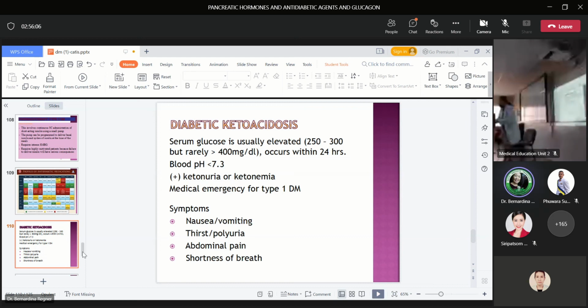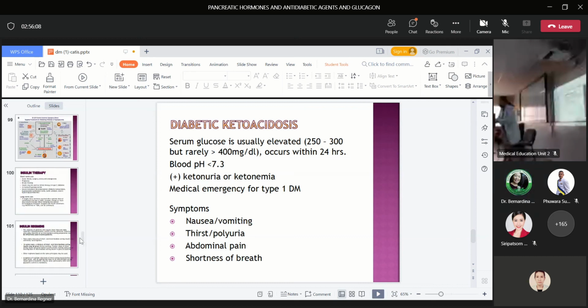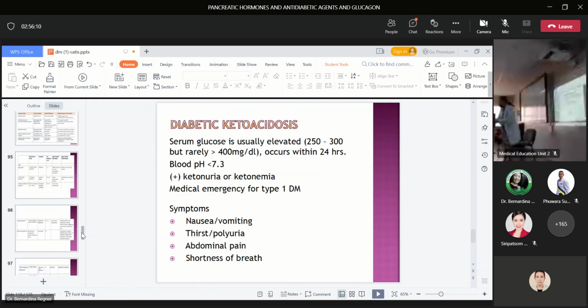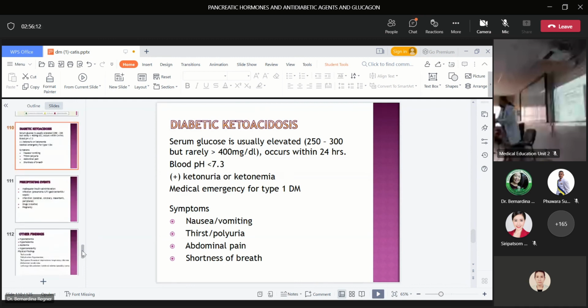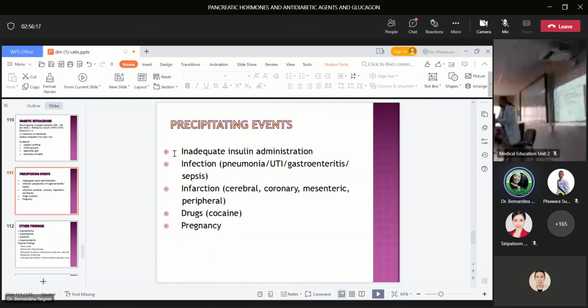So how are you going to... precipitating events: inadequate insulin administration, infection, pneumonia, urinary tract infection, gastroenteritis, and sepsis, infarction such as cerebral, coronary, mesenteric, and peripheral, drugs such as cocaine and pregnancy. This can precipitate diabetic ketoacidosis.